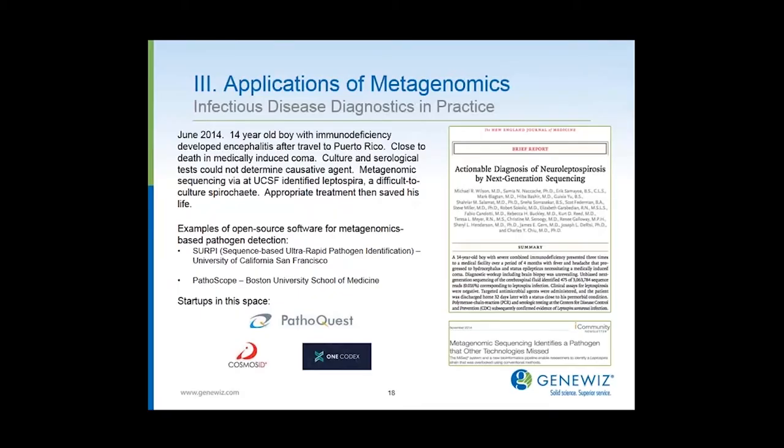So there are now several types or examples of metagenomics pathogen detection software, including SERPI from UCSF and Pathoscope from Boston University. And there are several startups in this space, including PathoQuest in Paris and Cosmos ID in Maryland.